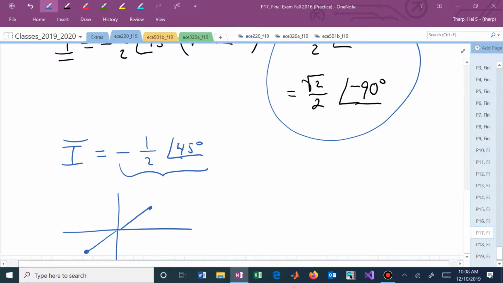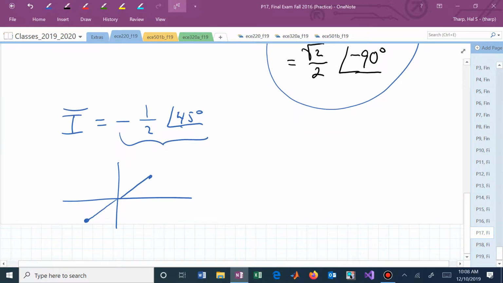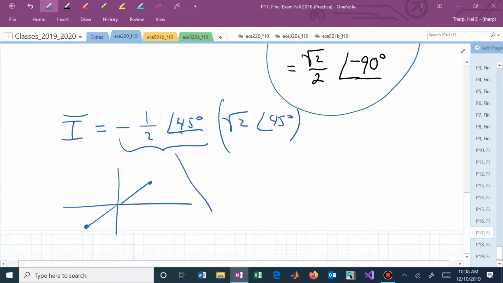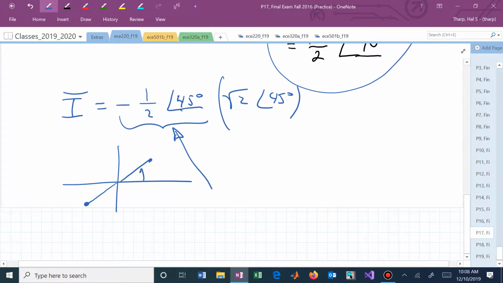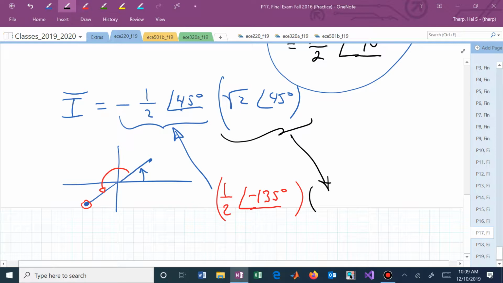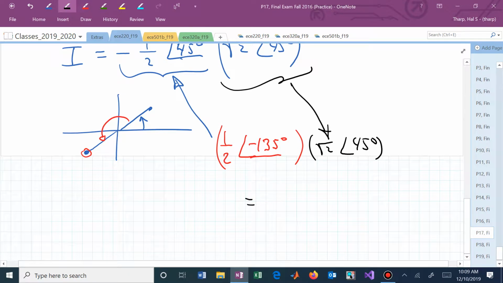Now if we did this, what would your angle be? And we're multiplying this times the square root of 2 at 45 degrees. Now this is where it started, and then we negated it to get there. So this is where we are at, and so we have 1/2 at minus 135 degrees. And we now multiply that times this, and we better end up with the same answer.